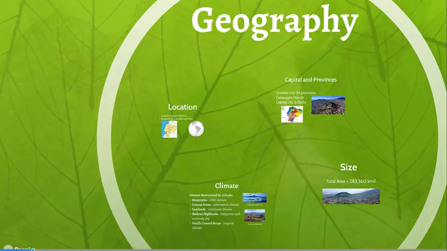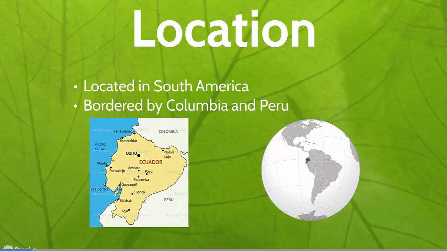Geography. Ecuador is located on the western coast of South America. It is bordered by Peru and Colombia. As the name suggests, the equator passes right through the northern part of Ecuador.